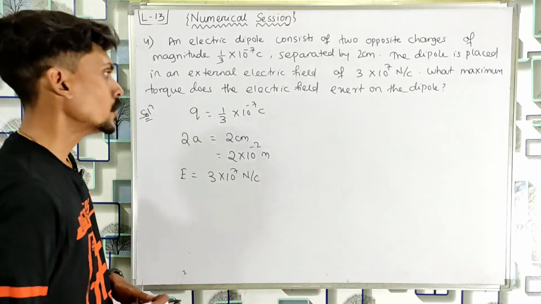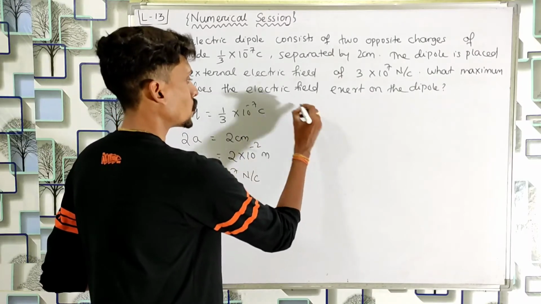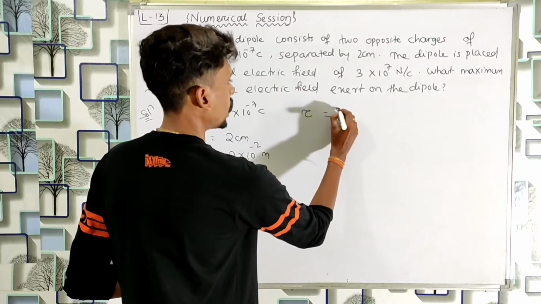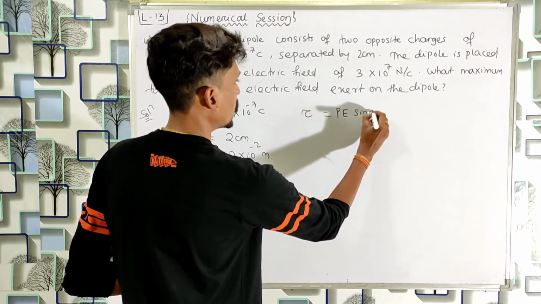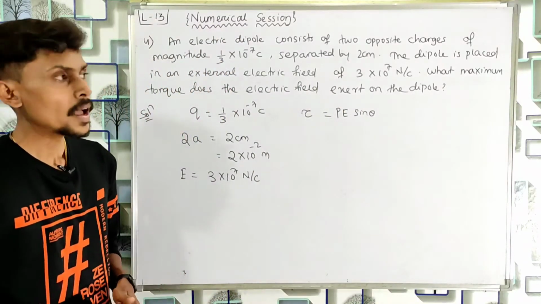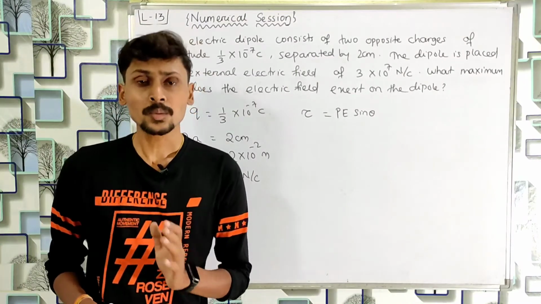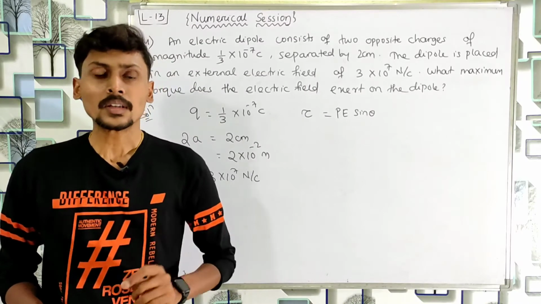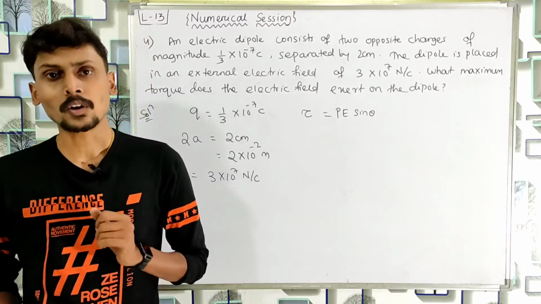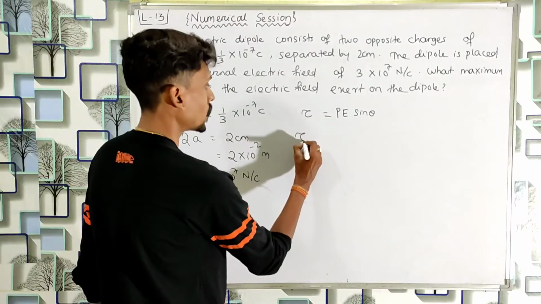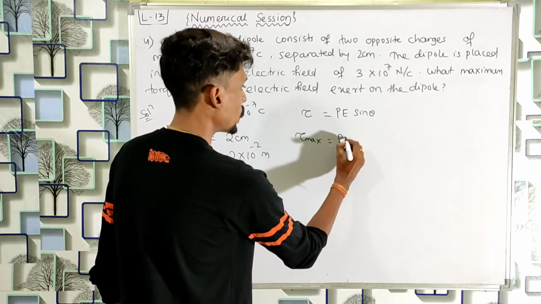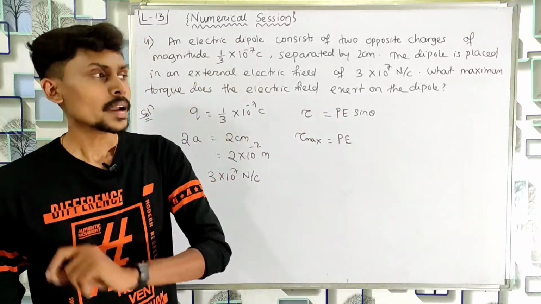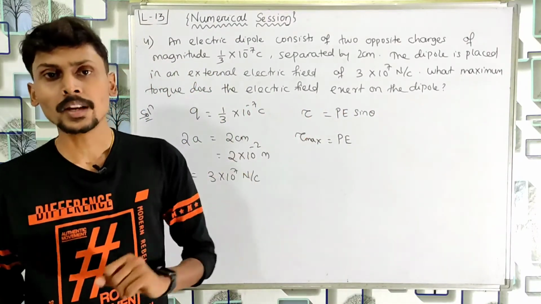So we know that inside an electric field, the torque exerted on the electric dipole is given by tau equal to PE sin theta. And when the dipole is placed perpendicular to the electric field, means when theta is equal to pi/2, the dipole experiences maximum torque. And the maximum torque is equal to how much? P into E. If theta equal to pi/2, then sin pi/2 will be 1. And hence the maximum torque will be P into E.